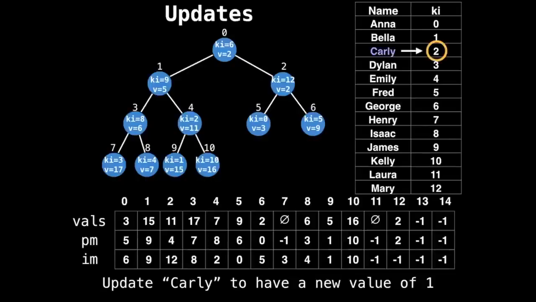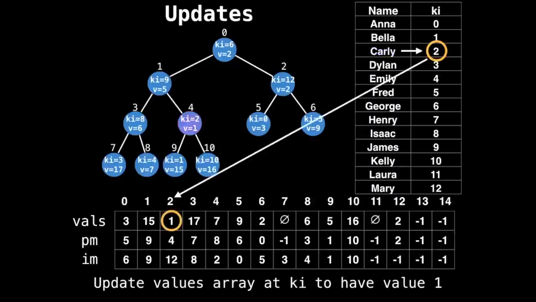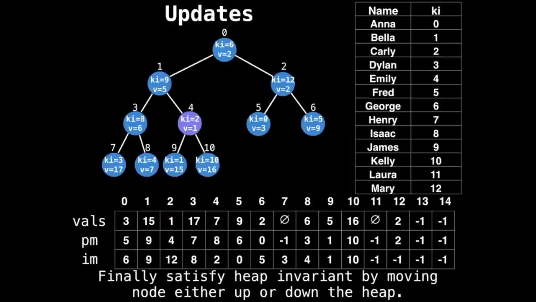Like every operation, find the key index for the key we want to work with. The key index for Carly happens to be 2. Then we can use that key index value to update the values array with the new value. Of course, the heap invariant may not be satisfied, so we need to move the node either up or down until it is.